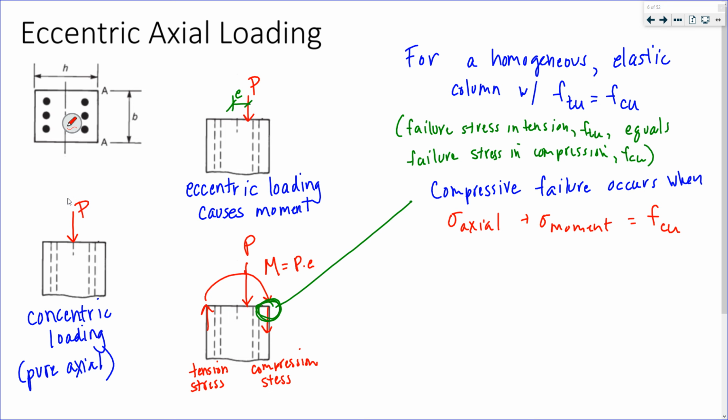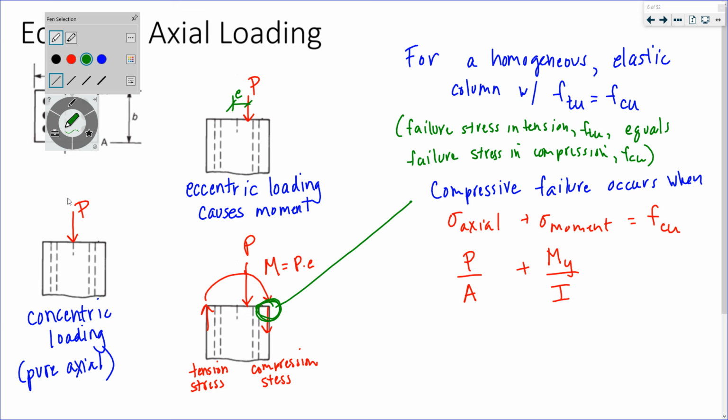What is my equation for axial stress? That's my force over my area. My stress due to my moment is M Y over I. You might have seen it as MC over I. Y is the distance from the centroid of the section, right? Y would be the distance from the centroid of the section to any point.